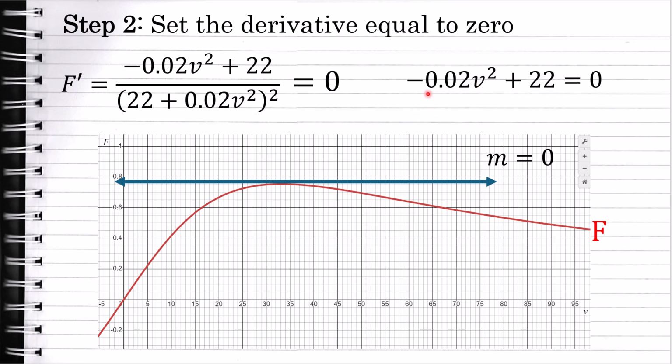And what we're going to find after we solve this equation in step 3 is the value for v, this value for v, which optimizes the flow rate of traffic, which basically is when the rate of change of the flow rate is 0. We're going to do that in step 3.